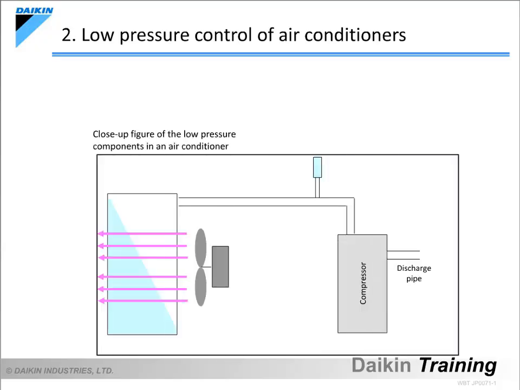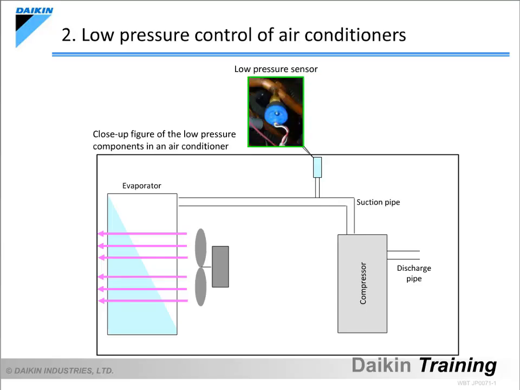This is a close-up figure of the low pressure part of the air conditioner. The low pressure sensor can be found between the compressor's suction pipe and the evaporator. The low pressure sensor is used to prevent the low pressure from falling beyond a certain point by controlling the compressor capacity based on the low pressure value it detects constantly.